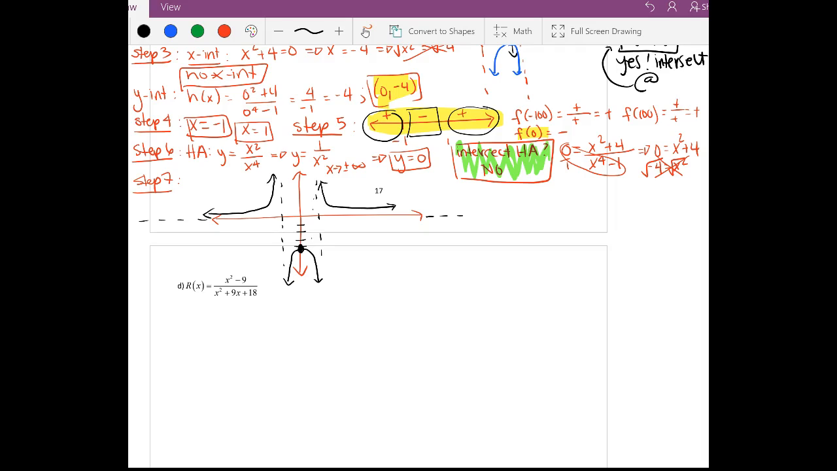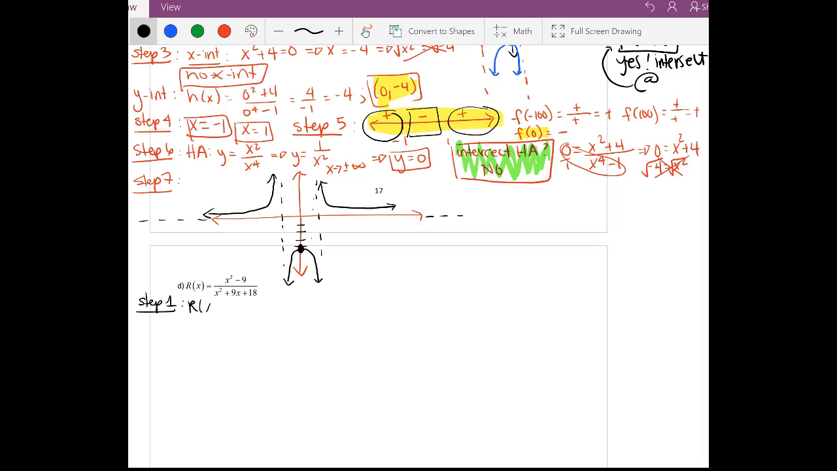All right, we are going to attack example D as well. And example D is our last example of your video notes in class. So example D, similarly, we're going to start with step 1. Step 1, factor it out, right? Numerator and denominator, and tell me the domain, okay?